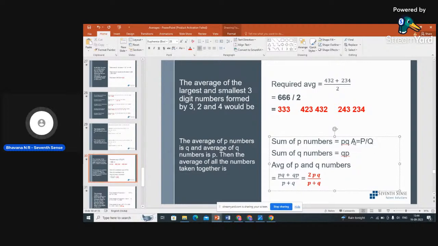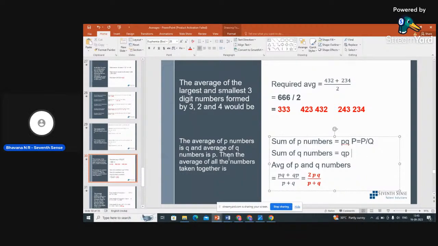So in this we can solve it like this. The sum of P numbers is P into Q, since the average is Q. So P into Q, we can shift this Q across, and the sum of P numbers is equal to P into Q. For the same thing, for Q numbers whose average is P, we will get Q into P.